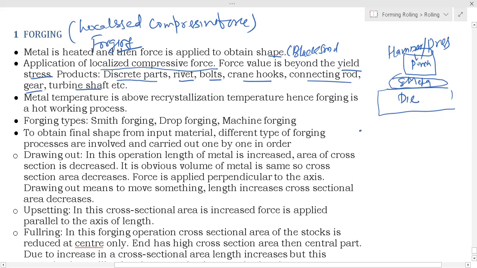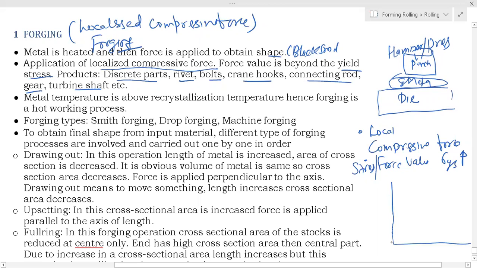So first point you have to remember is your localized compressive force. Then second is force value or stress value, sigma yield s. Beyond this. So if you draw the stress resistance curve, so this is your lower end point, it is ultimate, so it will be beyond this.